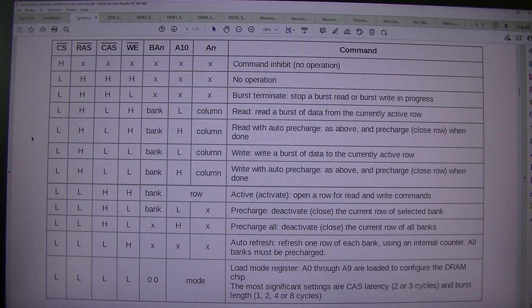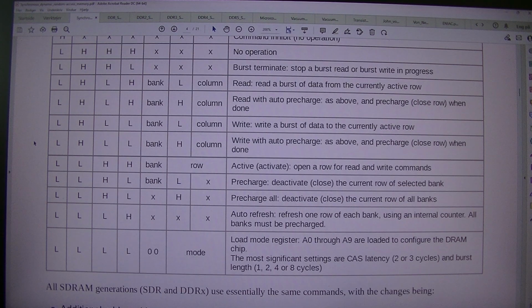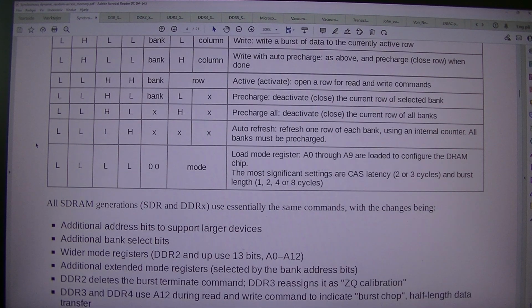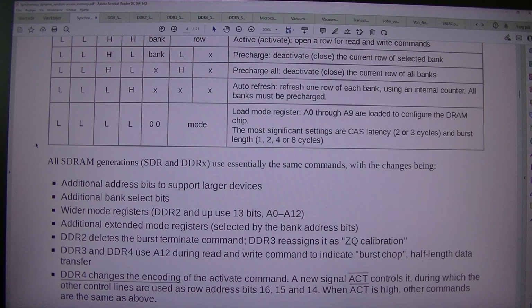Bank pre-charge, deactivate, close the current row of selected bank; pre-charge all, deactivate, close the current row of all banks. Auto-refresh: refresh one row of each bank, using an internal counter. All banks must be pre-charged. Load mode register: A0 through A9 are loaded to configure the DRAM chip. The most significant settings are CAS latency, 2 or 3 cycles, and burst length, 1, 2, 4 or 8 cycles.